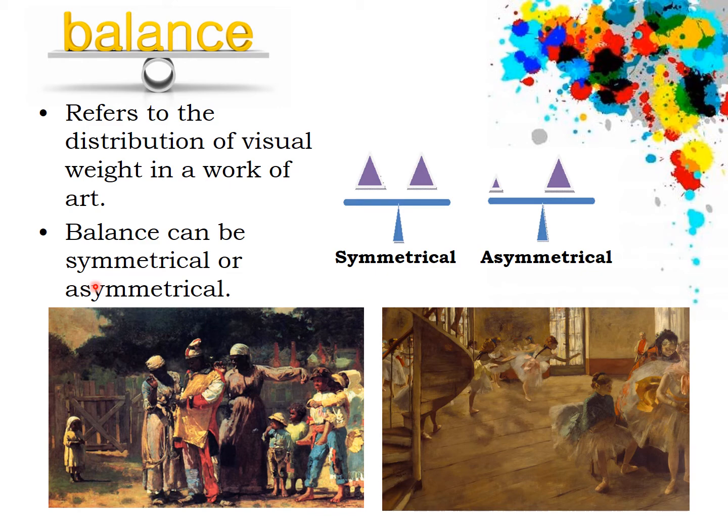Alright, next we are going to talk about symmetrical versus asymmetrical. Symmetrical is when things are visually balanced, so they're kind of evenly weighted on either side visually. Asymmetrical is when you have a work of art that is kind of unevenly balanced, so you have more stuff to one side than you do on the other.